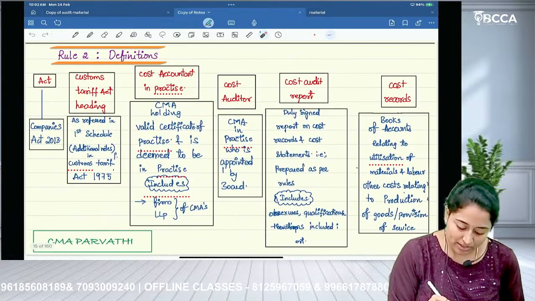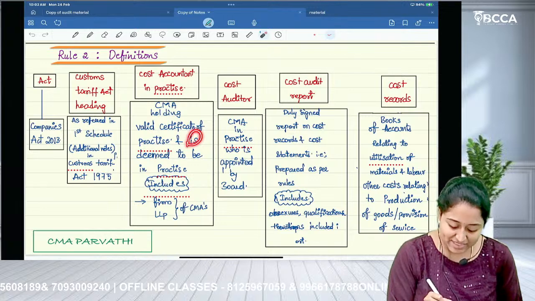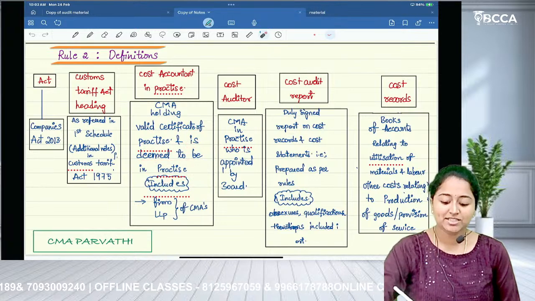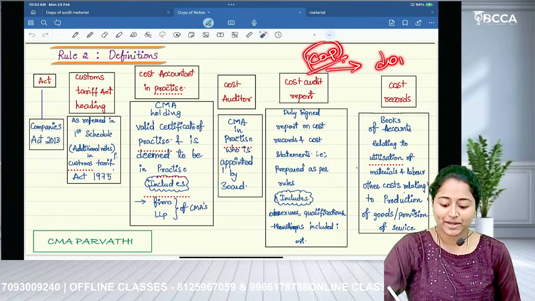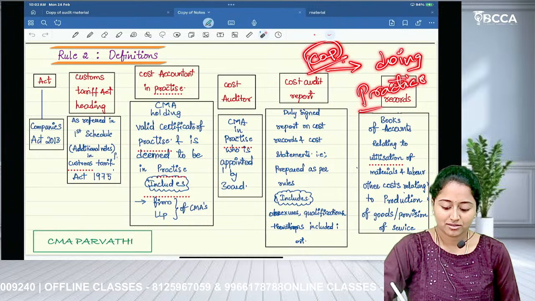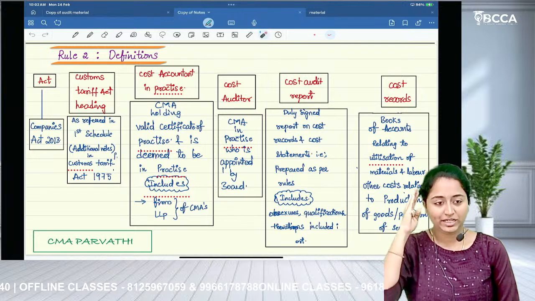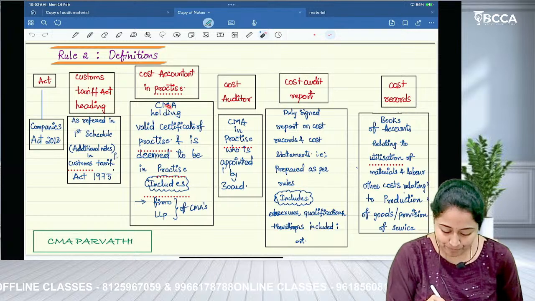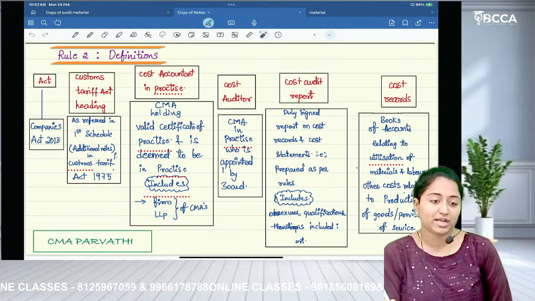He has to hold a valid COP, certificate of practice, and is deemed to be in practice, which means if you are just getting COP and doing practice as a part-time job, then that will not be okay. You have to be full-time in practice, then only that will do. A CMA holding a valid certificate of practice is deemed to be in practice.